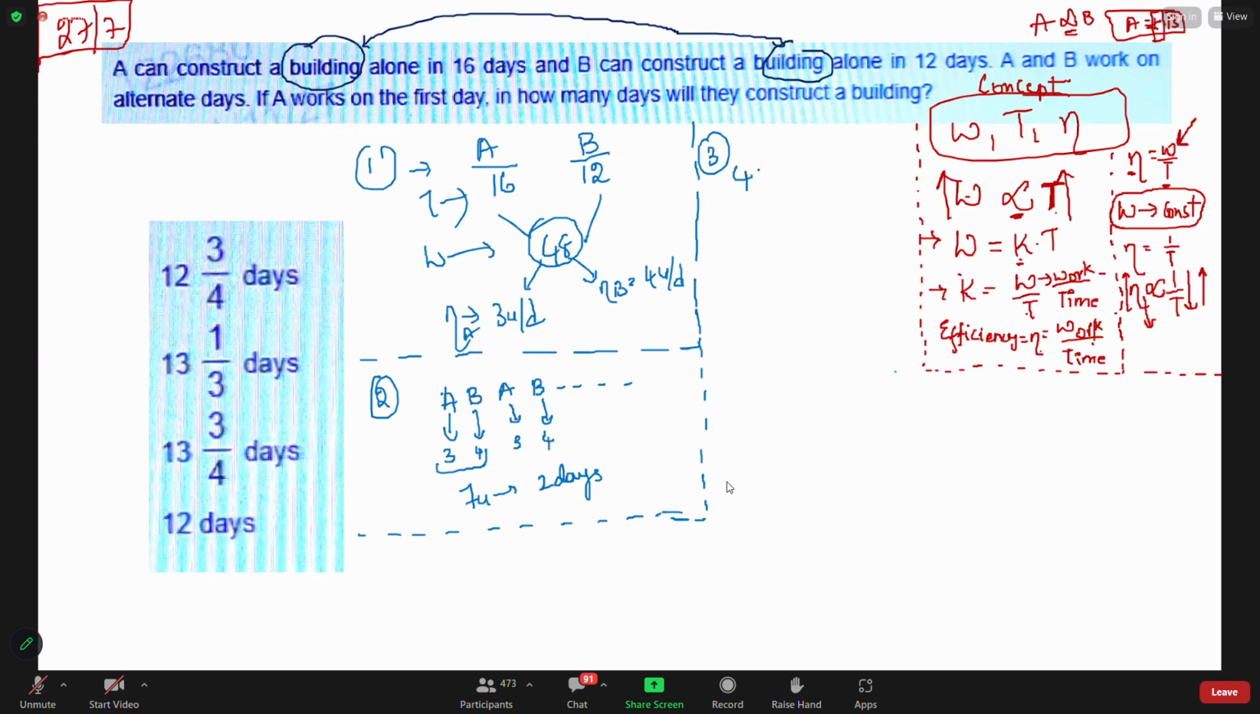So we have 48 units of work to be done. We don't know how much time it is going to take, but we know that for every 2 days, we can complete 7 units. Now, total 48 units, and every 2 days, 7 units complete. What is the closest multiple of 7 to 48? 42. 42 units is the closest multiple of 7 to 48.